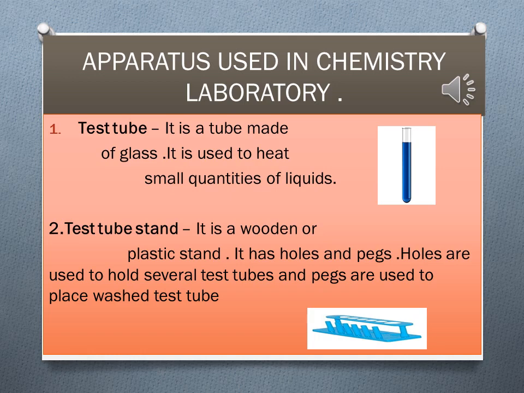Second one is test tube stand. Test tube stand is made up of two types, either a wooden or a plastic test tube stand. It is divided into two parts. Now you can see in the diagram. First one is holes, second one is pegs. Holes are used to hold several test tubes and pegs, they are vertical in position. They are used to place the washed test tubes for the water to drain out.